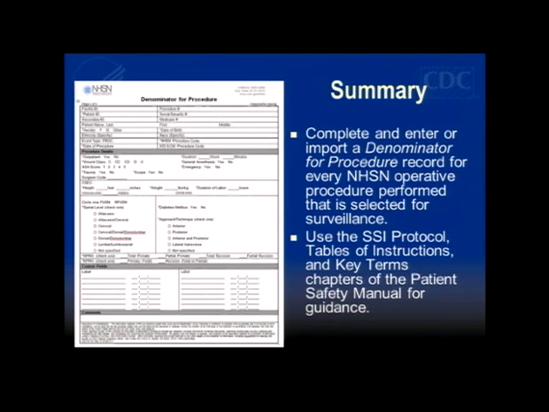So to sum up this part, you need to complete and enter or import a denominator for procedure record for every NHSN operative procedure performed that is selected for surveillance. So it's not only the ones that have infections, it's all of them. And you need to be sure to use the protocol, the table of instructions, and the key terms that I mentioned as resources to help guide you to report and collect the data appropriately.